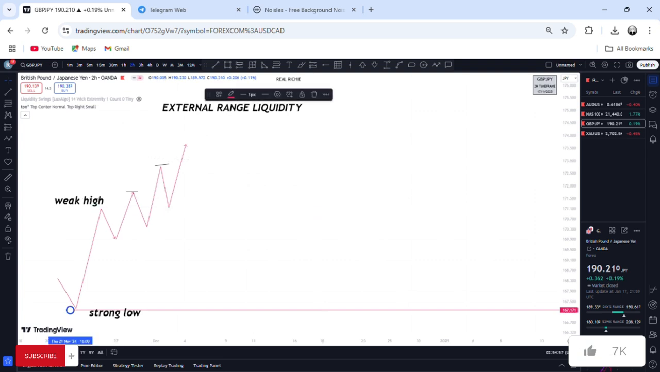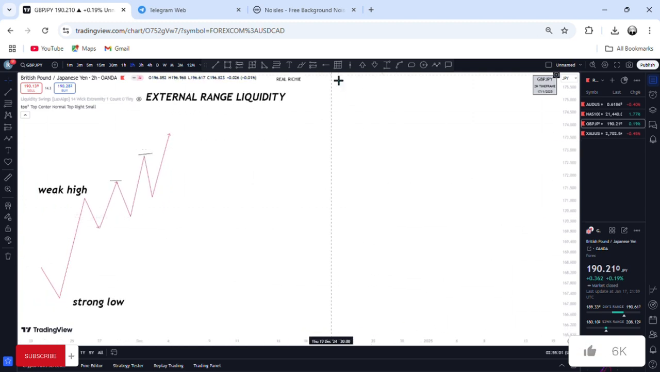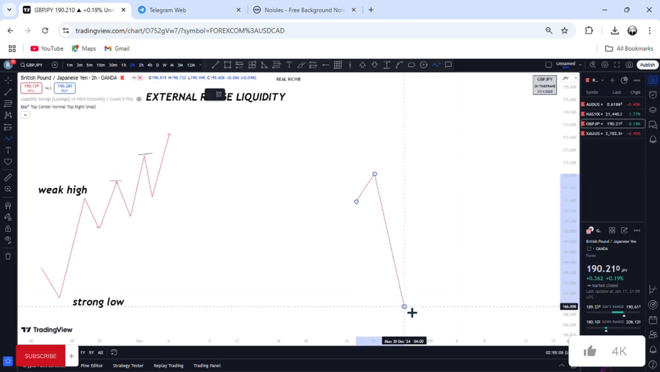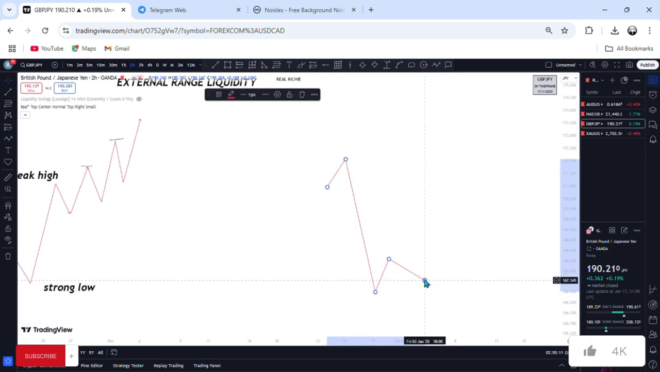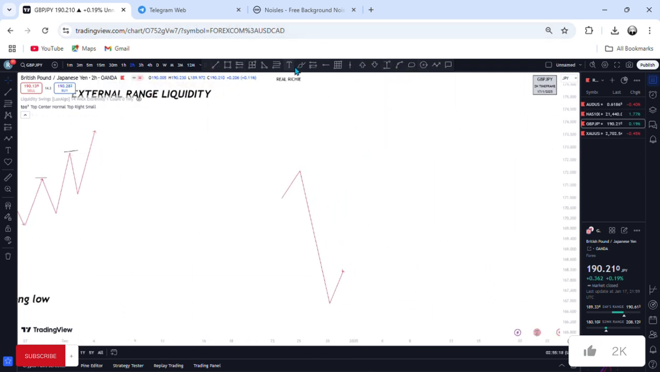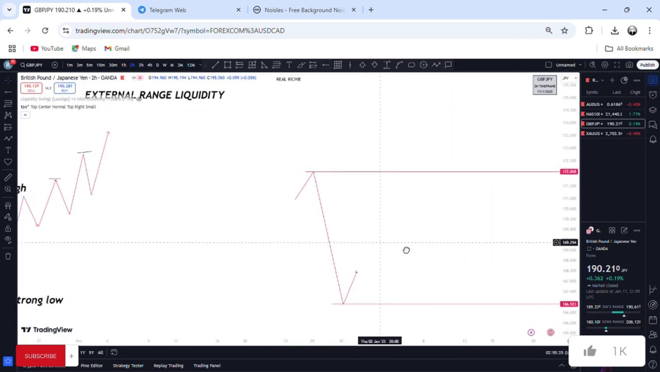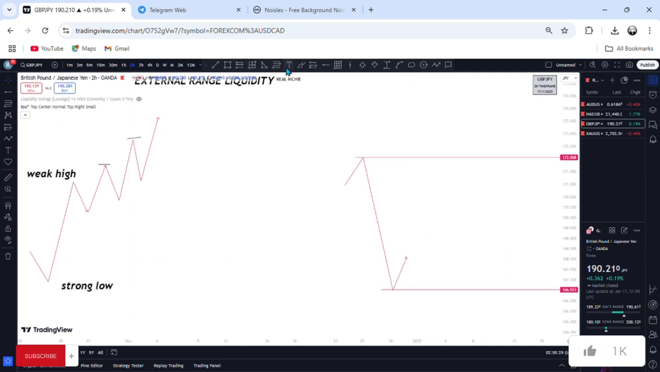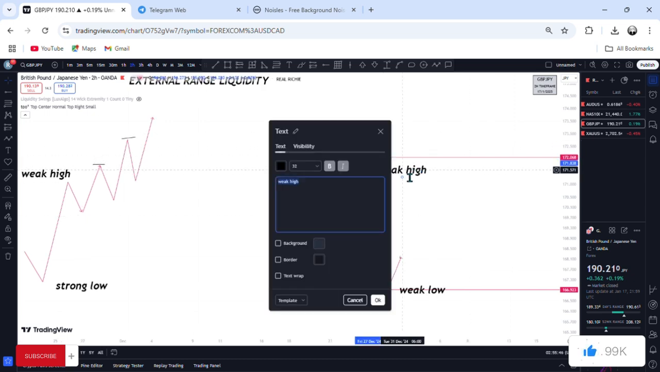Now let's get to the bearish scenario for you to see how it also works. This is a bearish scenario. The same thing, we have a high here, and we have a low here. With this one, it has a weak low and a strong high because the weak high... Oh, what did I just type?